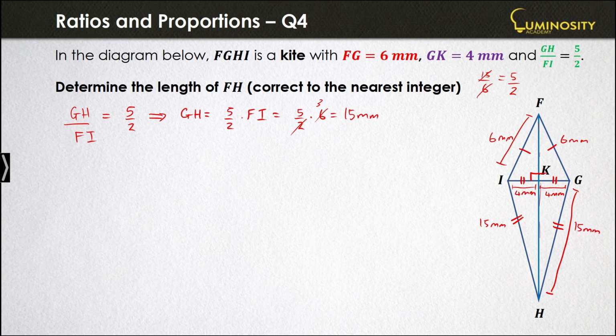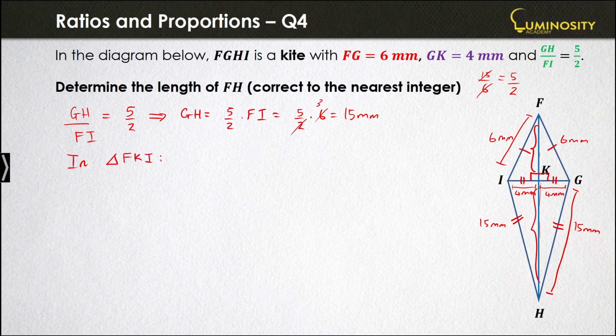We have two right angle triangles, FIK and FKG, and then two other right angle triangles that are congruent, HIK and HKG. So we want the length of FH, which is that long diagonal. How can we do that? Well, if we work out the length of FK in that right angle triangle and the length of KH in that right angle triangle, then we can just add them.